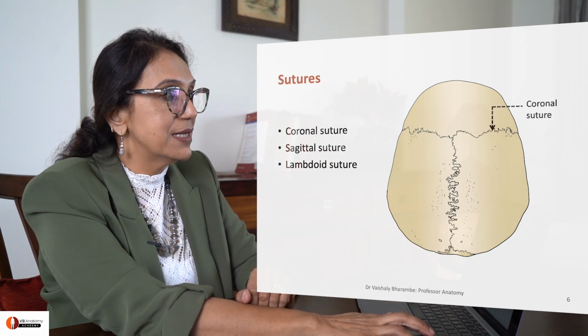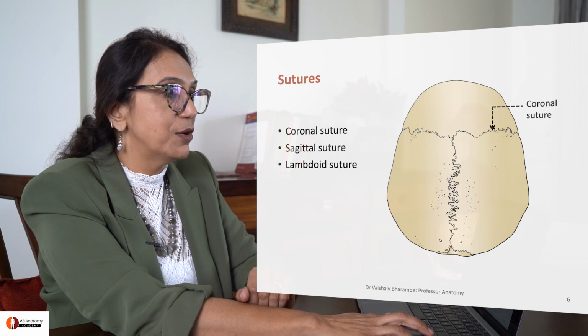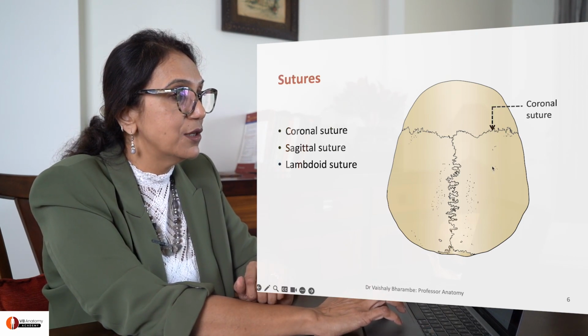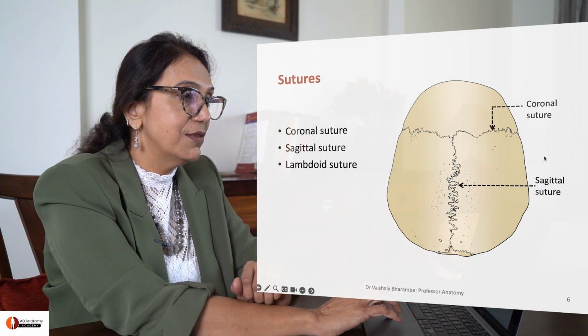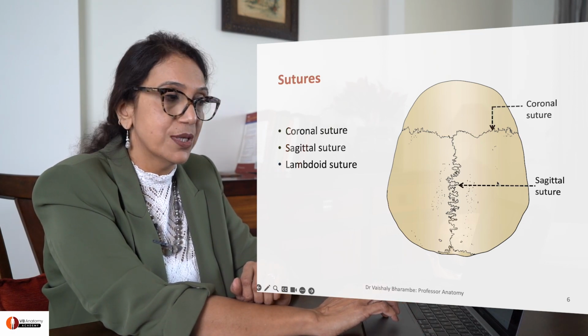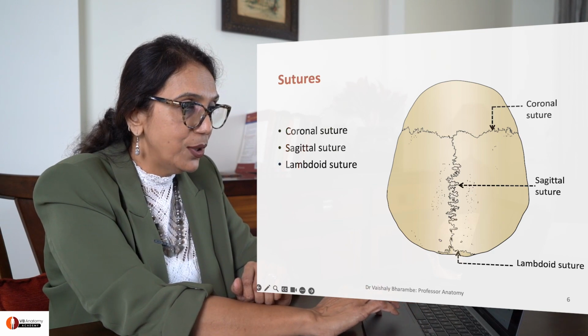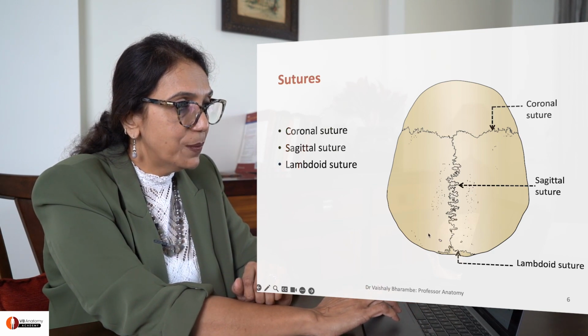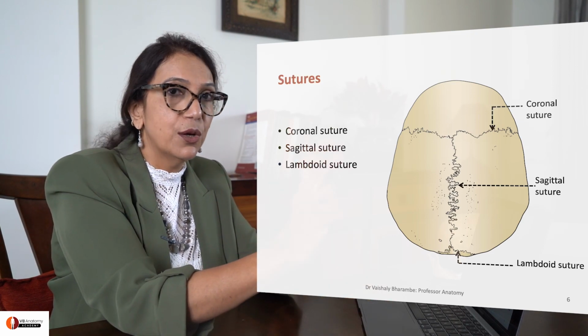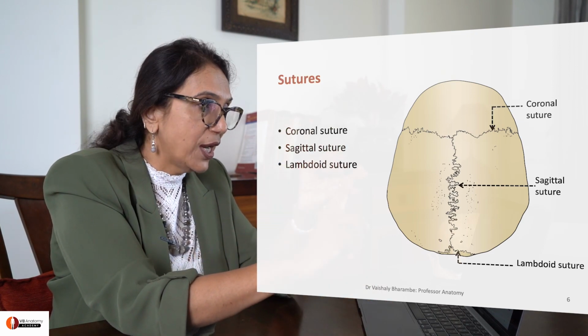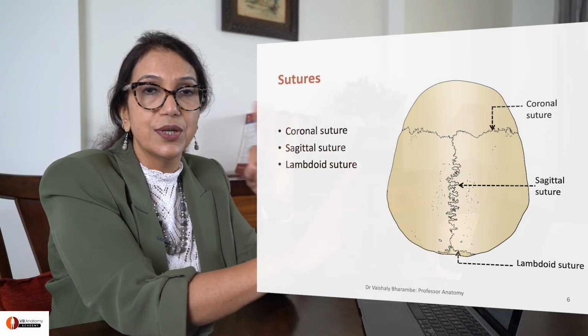Anteriorly here, you can see a coronal suture, which is between the frontal bone here and the 2 parietal bones. Then you will see the sagittal suture, which is between the 2 parietal bones. And then you will see the lambdoid suture, which is between the 2 parietal and 1 occipital bone. So how many sutures? Coronal suture, sagittal suture, lambdoid suture, 3 sutures.